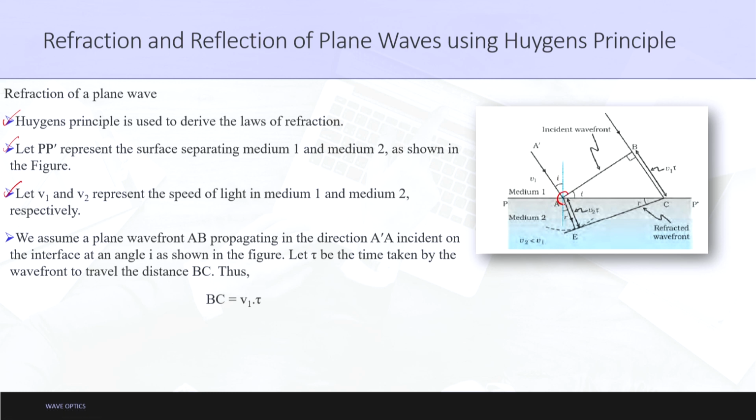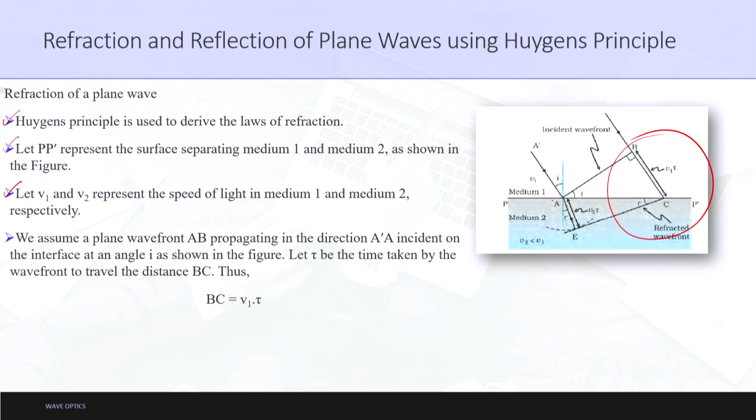So, this is the point of incidence at an angle i. With the normal, the angle of incidence is i, hence it is written as small i. So, this is the angle of incidence at an angle i as shown in the figure. Let tau be the time taken by the wavefront to travel the distance BC.